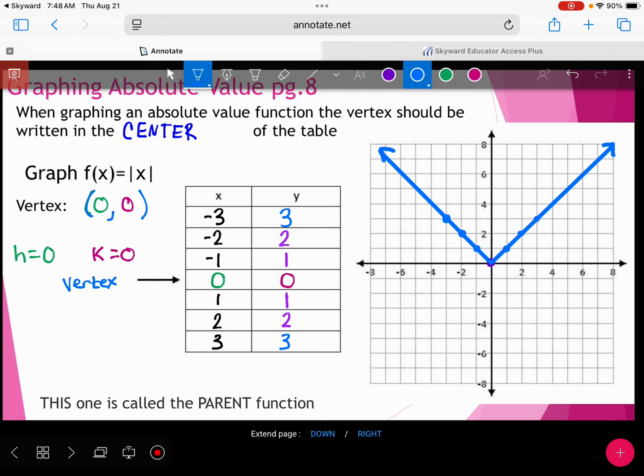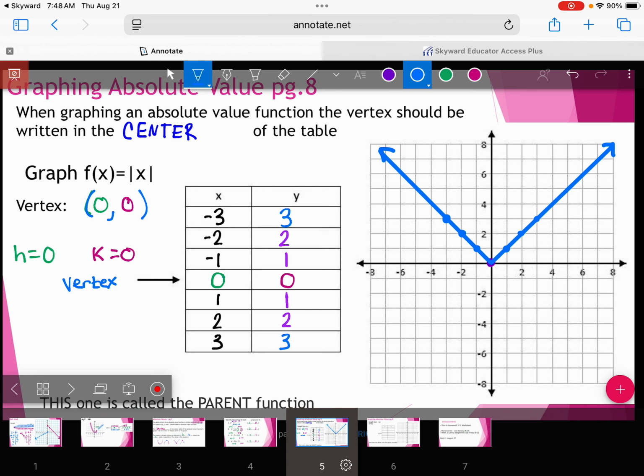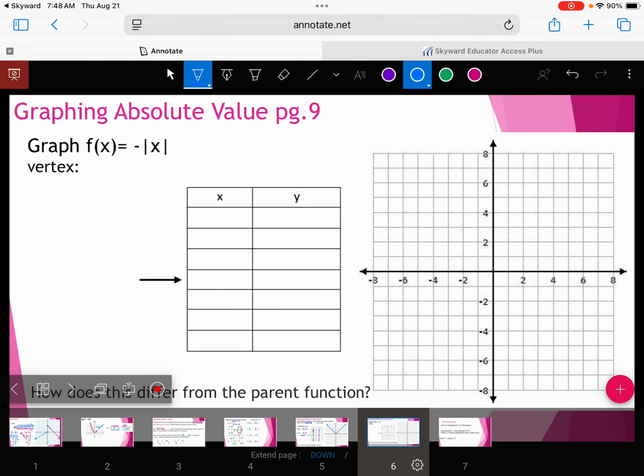Questions on this one? Okay, let's do one more, and then we'll work more with them tomorrow. So this is on page 9. It's slightly different. We might need a little bit of space to work, but for the most part, it's very, very similar.